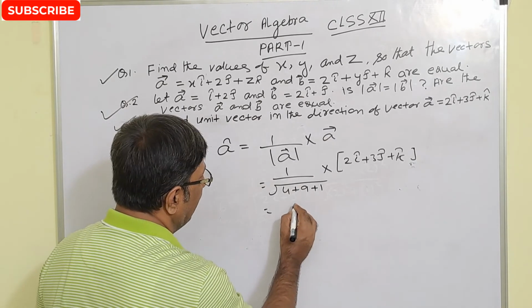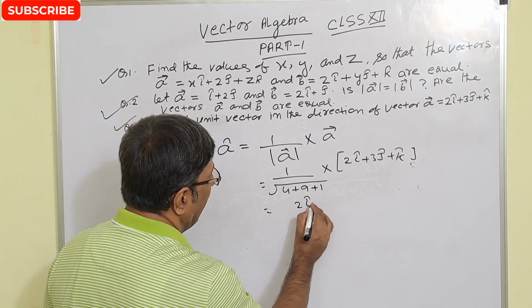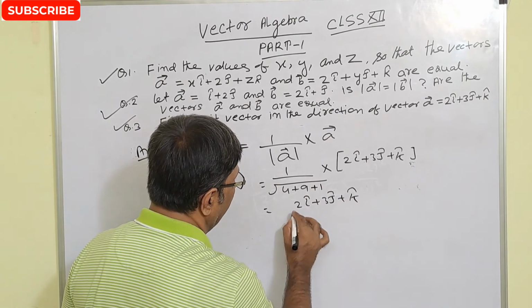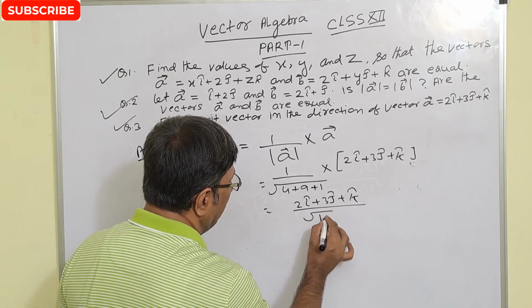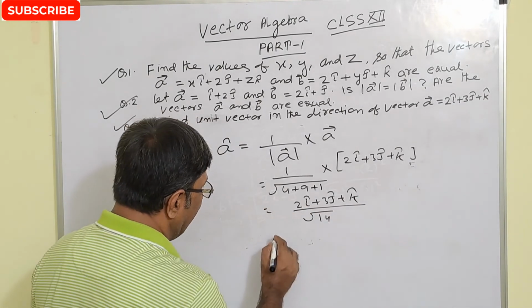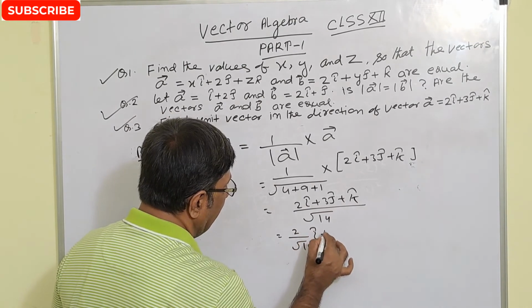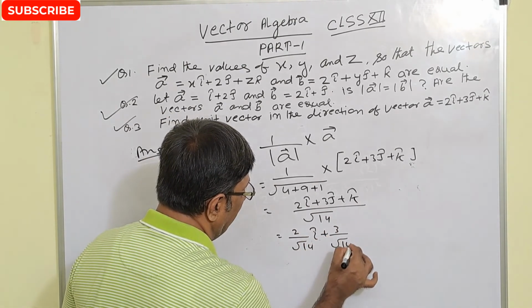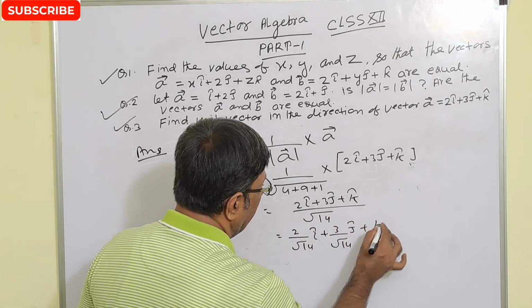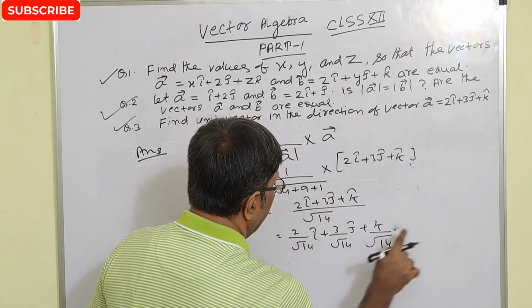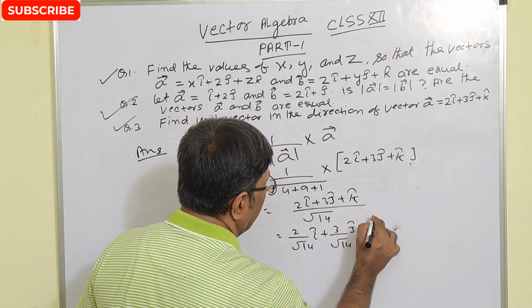So this is what? 2i unit vector, 3j unit vector, k unit vector divided by root under 14. We can write this as 2 upon root under 14 i plus 3 upon root under 14 j plus k upon root under 14, and this is k upon root under 14.